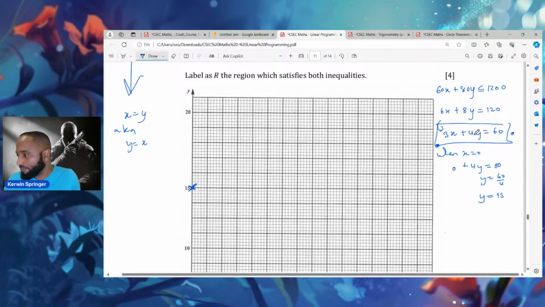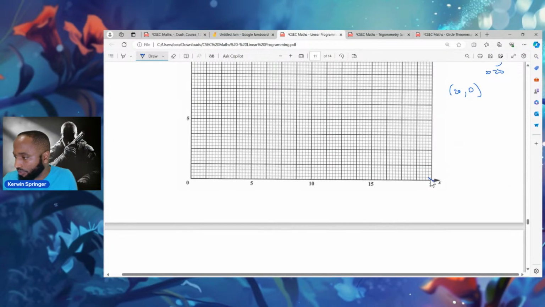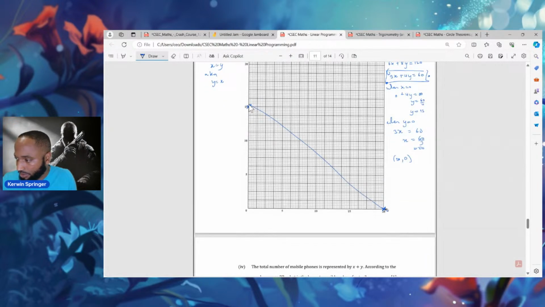And then when y is equal to 0, so you substitute y is equal to 0, 3x will end up being equal to 60. This will go to 0. So you'll get x is equal to 60 divided by 3, which is 20. So there's a next point, 0 on the y, but 20 on the x. There's a next point here. So I need to connect those 2 points like this. And that's my line, but use a ruler.